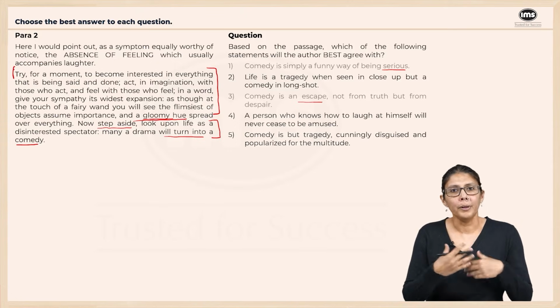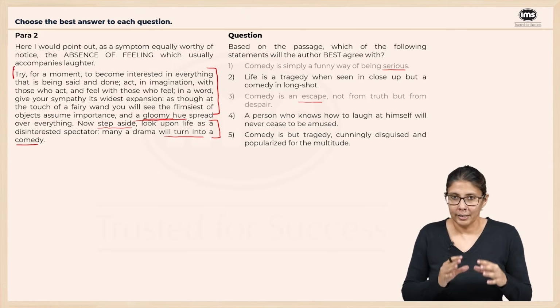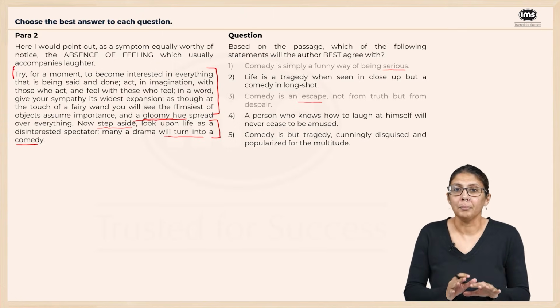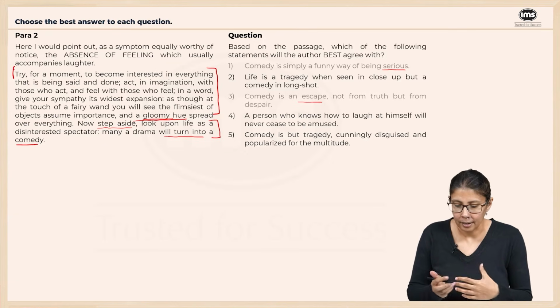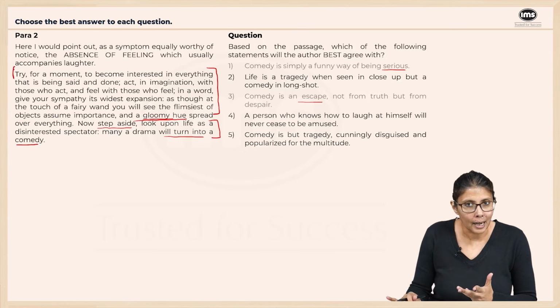So, we are not saying humor is directed at the self. We are saying humor is directed at human behavior, but not necessarily the self. So, option 4 doesn't have enough support.